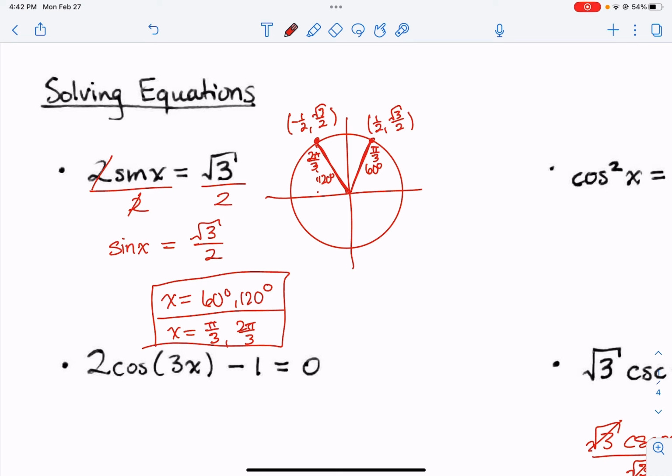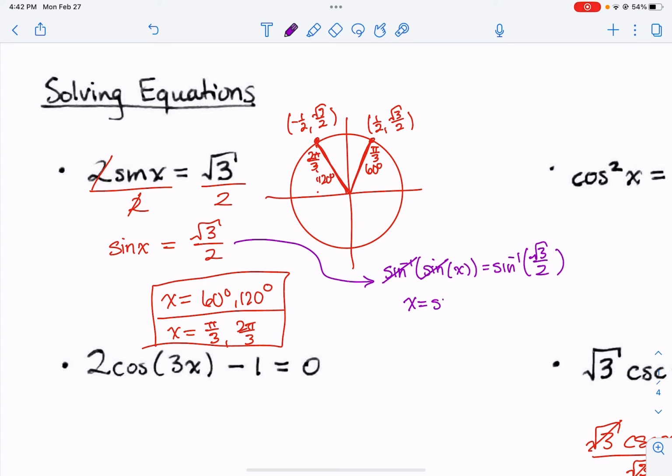Now here's something kind of interesting that I didn't really get to in class. If you have your calculators, let's say we're in degree mode. You might realize that I could solve this equation if I take the inverse sine of both sides, on the left side and the right side. Because I have inverse sine and regular sine, these cancel, and I have that x equals inverse sine of radical 3 over 2. I didn't get to this in class, but this is something that you can fall back on.